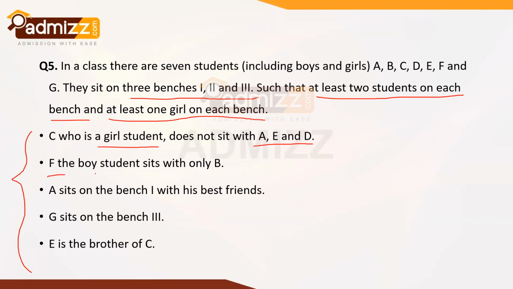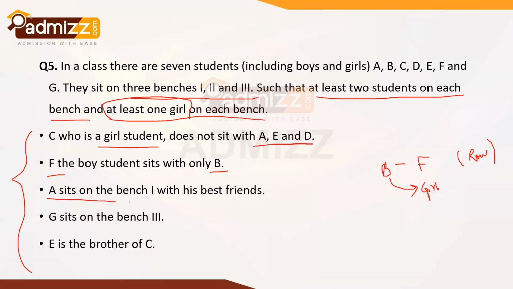F, the boy student, sits with only B. So in a particular row, let me write here, B and F sit together. Since there must be at least one girl on each bench, we can infer that F is a boy and B is a girl. So this is one row. We don't know which row yet. There are 3 rows, and we don't know if it's the first, second, or third. But what we know is that B and F sit together and B is a girl.